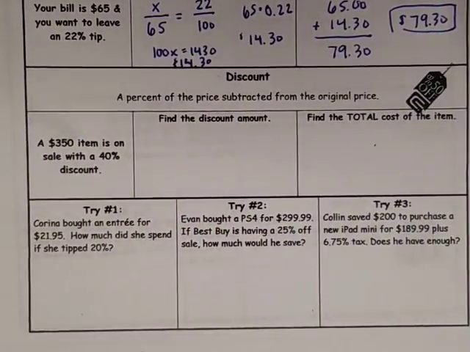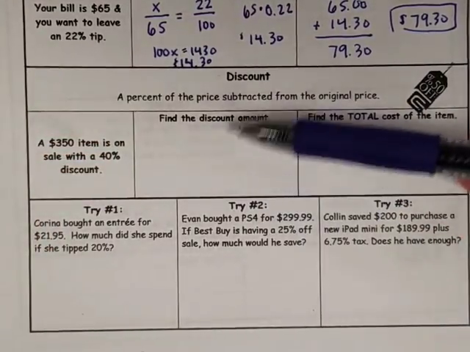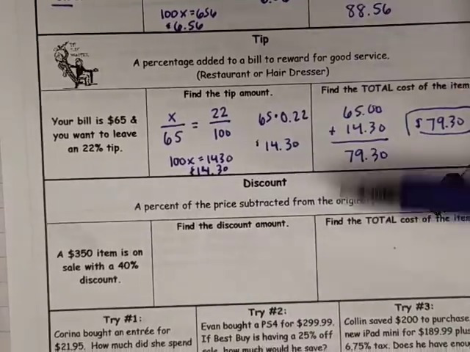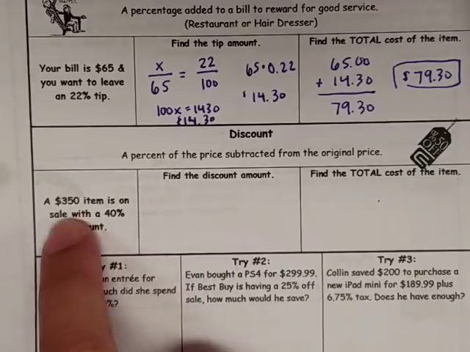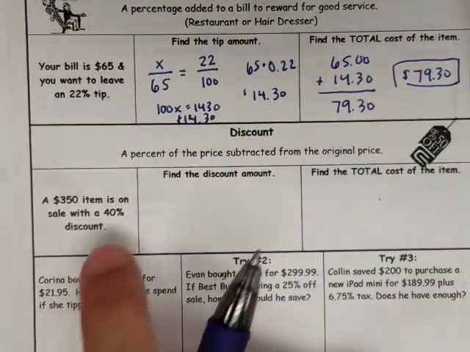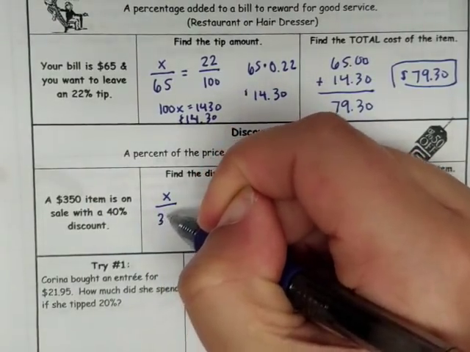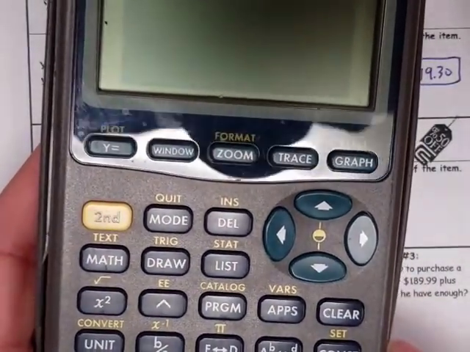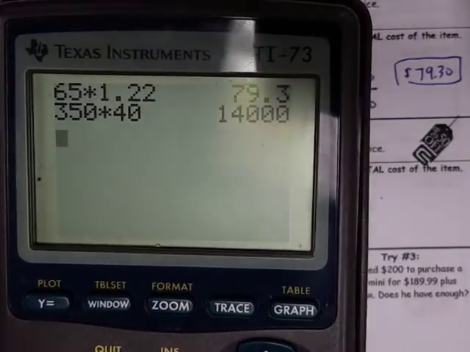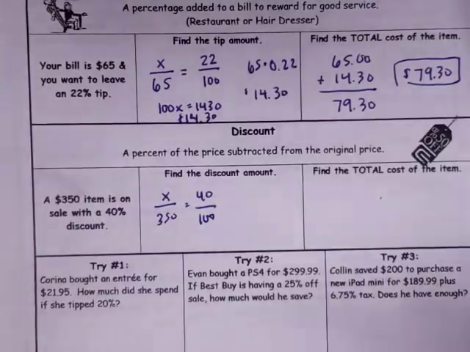All right, now discount is where you're actually taking away from the price. So we're still going to find this amount right here, the same that we did here, but instead of adding it, now we're going to subtract it. So a $350 item is on sale for 40% off. So we have to find 40% of the $350. And so $350 times 40 gives me $14,000, and then divide that by 100, so $140 off.